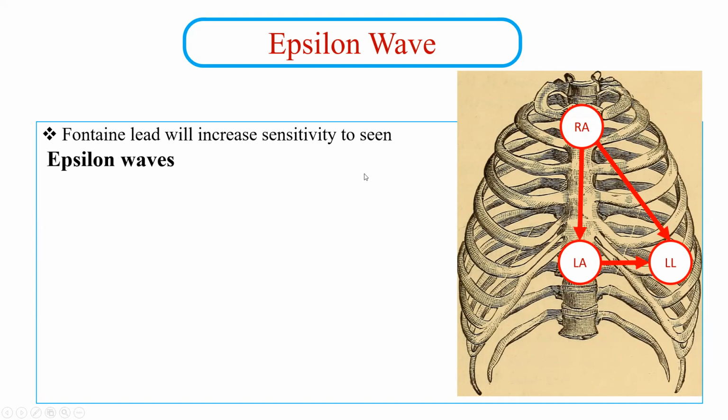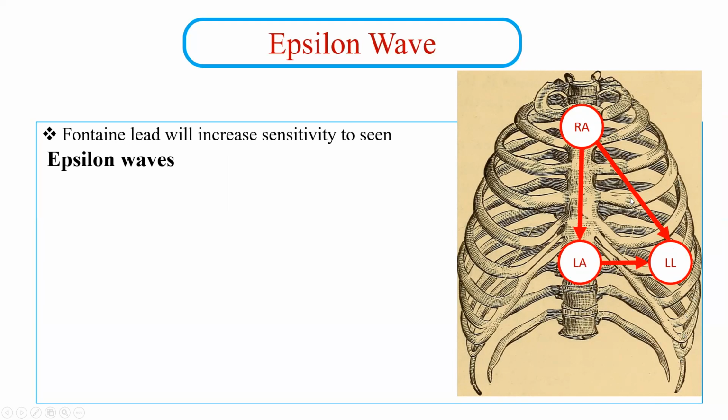What we are going to do here, we will get the right arm lead and put it over the manubrium, and we get the left arm lead and put it on the xiphoid process. The left leg lead, we will put it here at the fifth intercostal space, mid-clavicular line, just at the site of the normal V4. This is a modification of the normal EKG and is called Fontaine EKG.